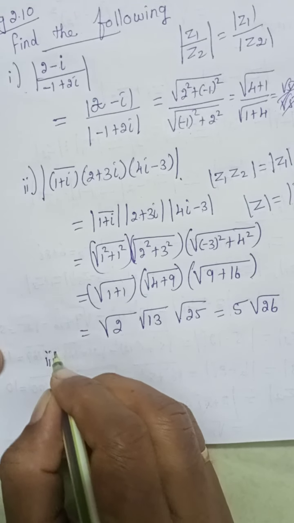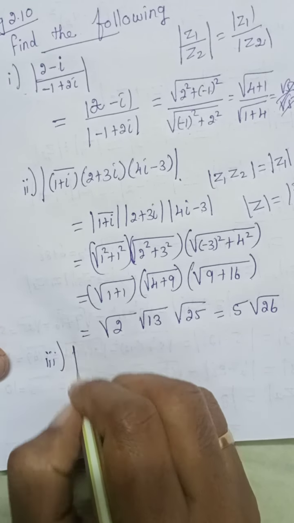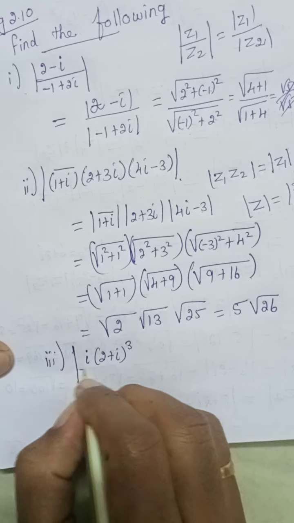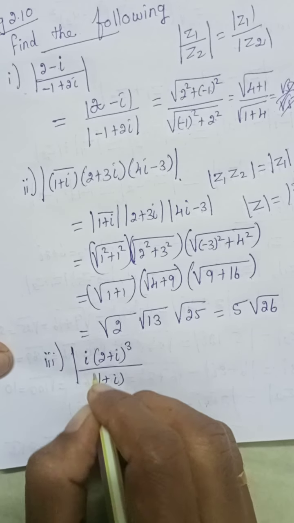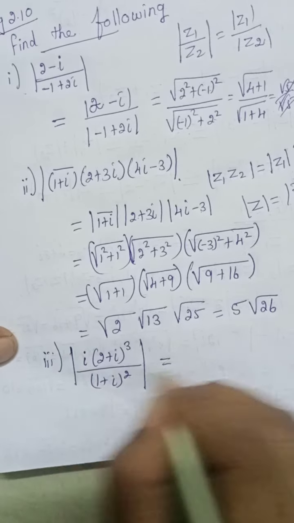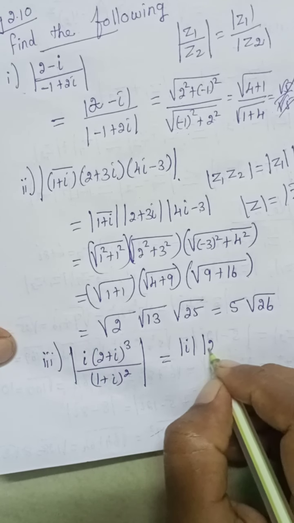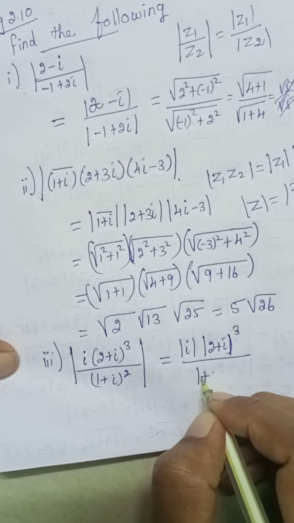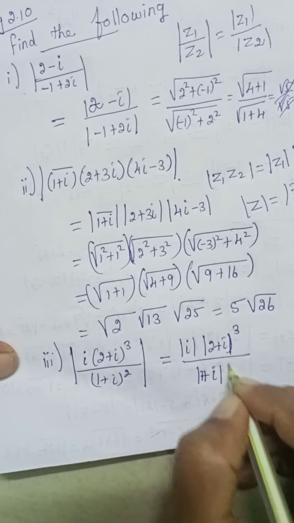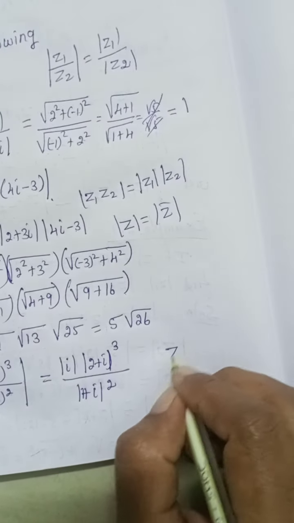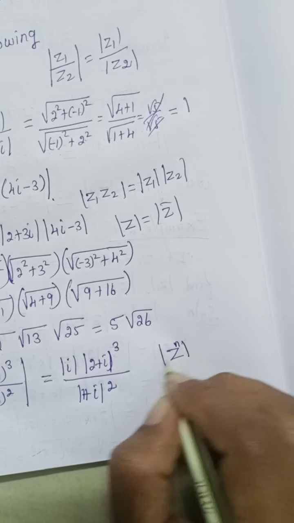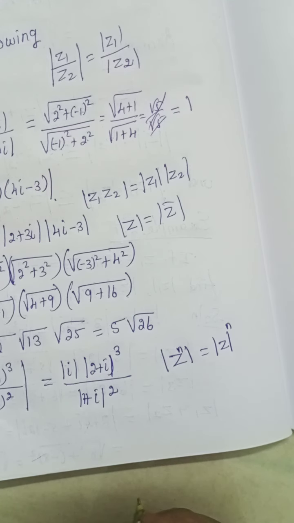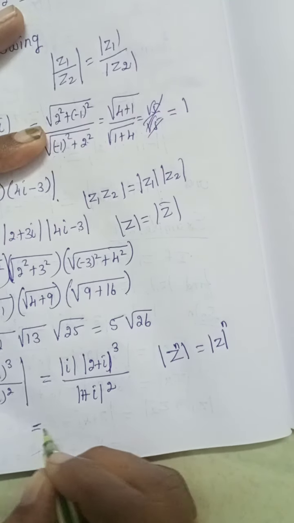One more subdivision is there. That's subdivision 3. Modulus i into 2 plus i the whole cube by 1 plus i the whole square. See, we can separate it. Modulus i into modulus 2 plus i the whole cube by modulus 1 plus i the whole square. Because we know modulus of Z power n is equal to modulus Z power n. Now we can give the formula.